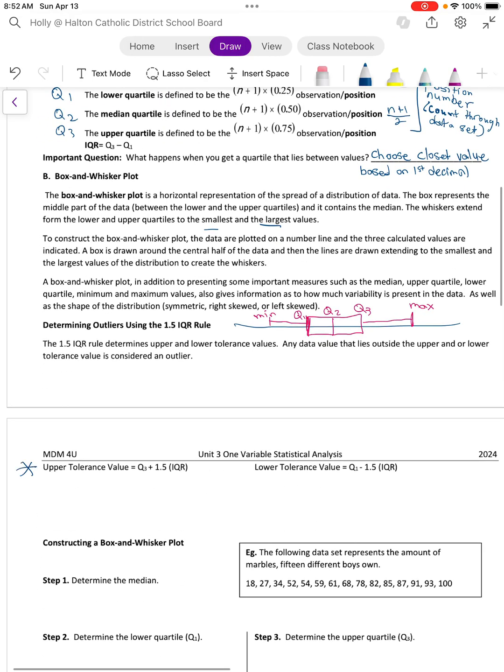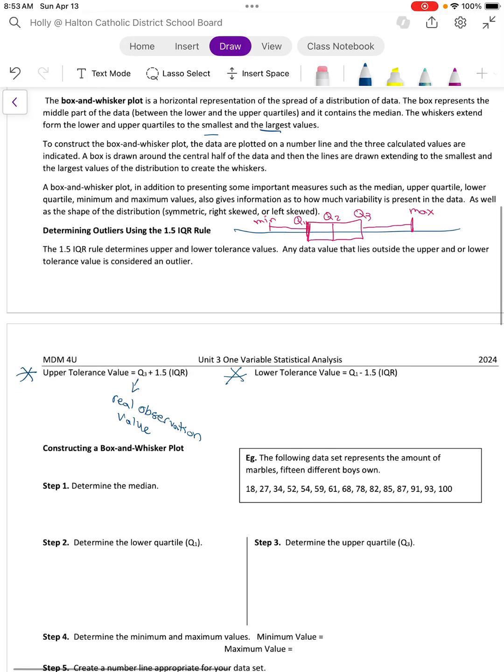So these, I know the spacing is not the greatest here, but these are your 2 formulas. Upper tolerance value is Q3 plus 1.5 IQR. Remember, this is actually the real observation, the real value, not the Q3 position. Okay, same with the lower tolerance. So if I took my Q3 value plus 1.5 times the IQR, the interquartile range, it would give me the upper tolerance. Anything outside of that value would be considered an outlier. Same for the lower tolerance, similar formula, except you're using Q1 value minus 1.5 times IQR. Okay, so anything beyond those are true outliers.